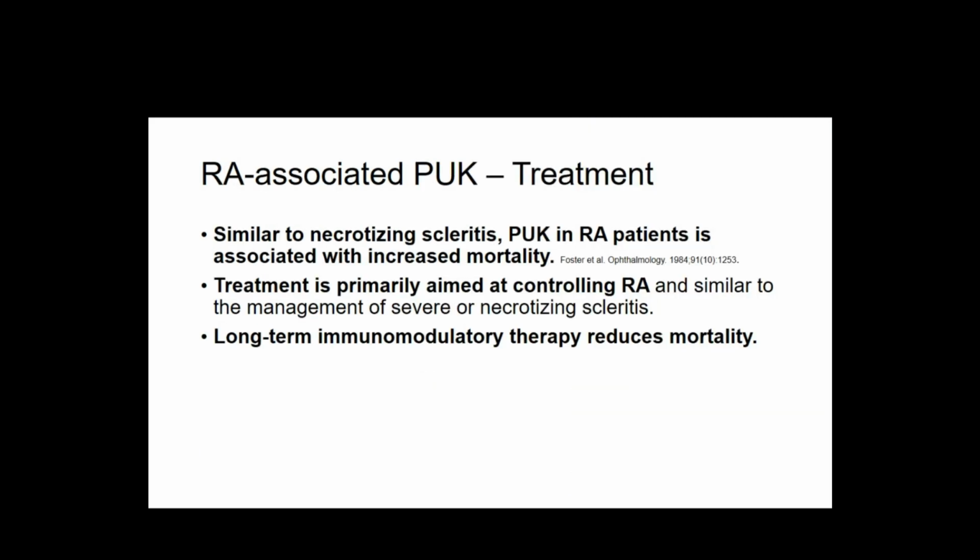So the main treatment is to control the underlying systemic condition itself, so rheumatoid arthritis in most patients. And it is important not just to control the ocular condition, but also to control the patient's systemic health, because it has been shown that patients who have rheumatoid arthritis and develop a peripheral ulcer also have active systemic vasculitis, and these patients have increased mortality.